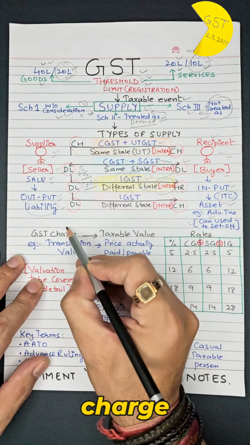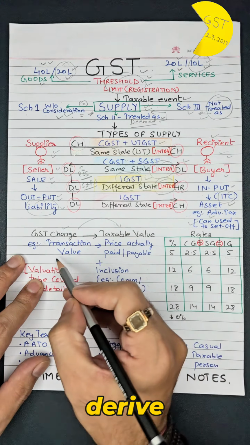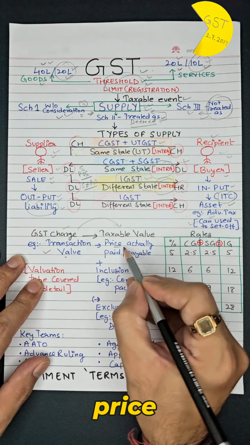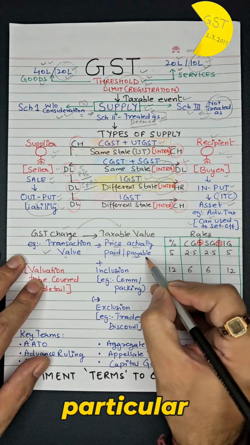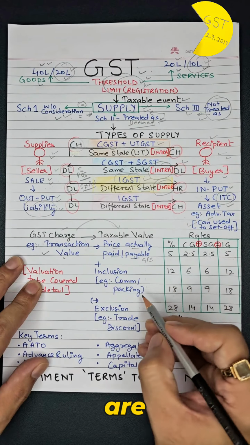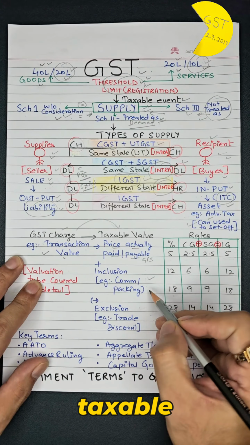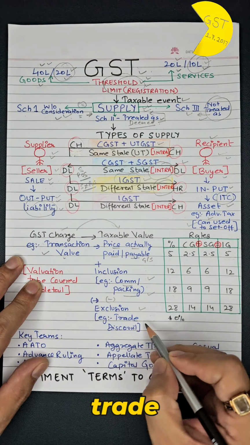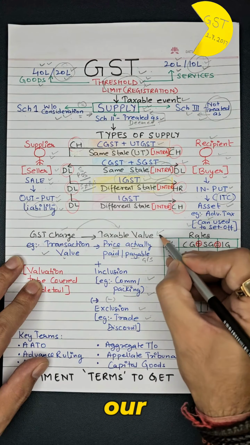Now, GST is charged on a taxable value. And how can we derive the taxable value? There are various methods. One of them is the transaction value, the price actually paid or payable for that particular goods or services. And there are some inclusions which we have to add to our taxable value, like commission and packaging, and there are some exclusions, like trade discount, which we have to deduct to determine our taxable value.